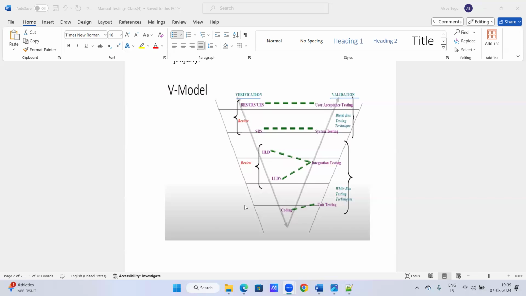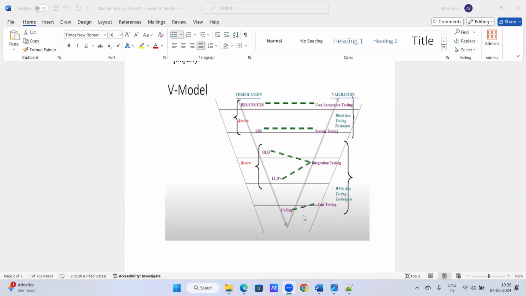Are you getting my point? What is unit testing? Yeah, got it. So this testing is conducted by the developers, because they know the coding part, they know how the code is written, and they know how the module is working. That's why only the developers conduct the testing on the coding part.